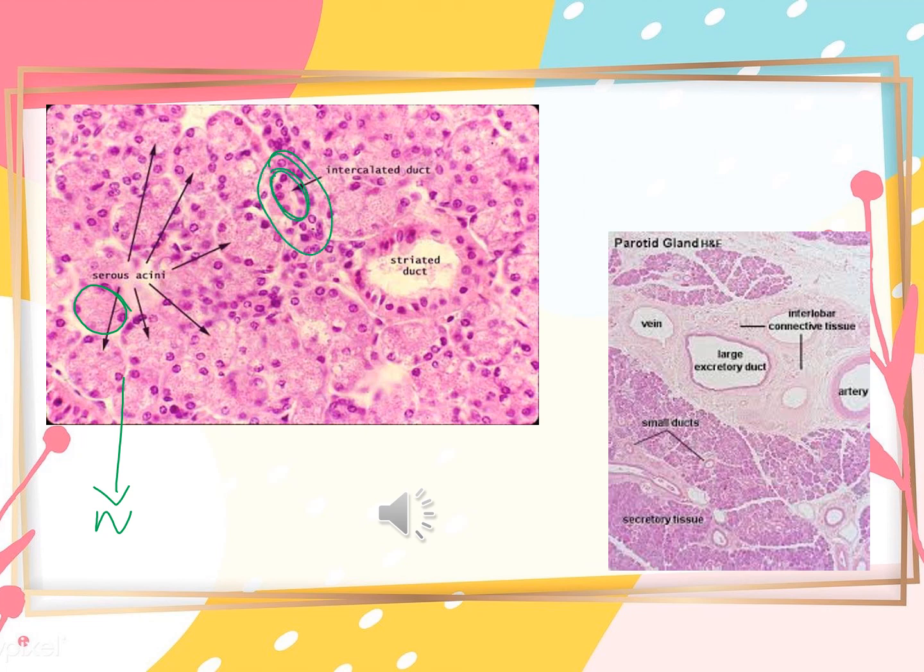Next to the serous cells is the intercalated duct, which is usually seen in very close proximity to the serous cells. They have a very thin lumen as you can see here and low cuboidal cells lined around. So because of the shape of the cells and their proximity to the serous acini, you can identify them as intercalated duct.